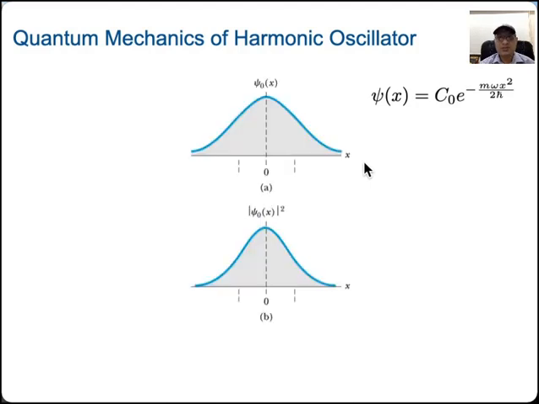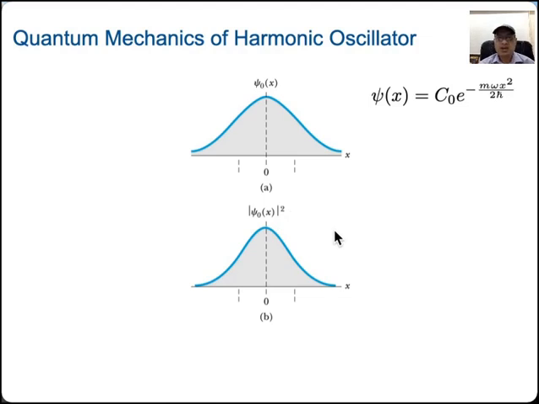So let me plot the wave function. So this is my wave function psi 0 for the ground state, and this is the probability of finding the particle in the ground state, which is mod psi 0 square.